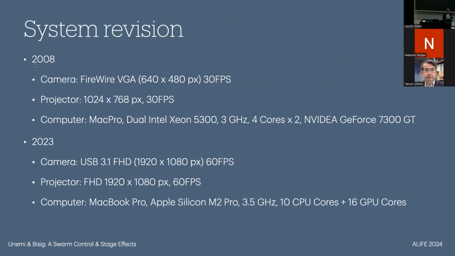In 2008, the camera resolution was VGA, so very low, and the frame rate was also 30 frames per second. The projector was a little bit higher resolution, but still low. And the computer was slow, and big. But last year, it was happier for us. The problem is that, as you can imagine, the camera is usually high definition resolution, and the speed is also double. The projector is also something like this. But fortunately, we could use a very nice, powerful computer, the Apple Silicon M2.